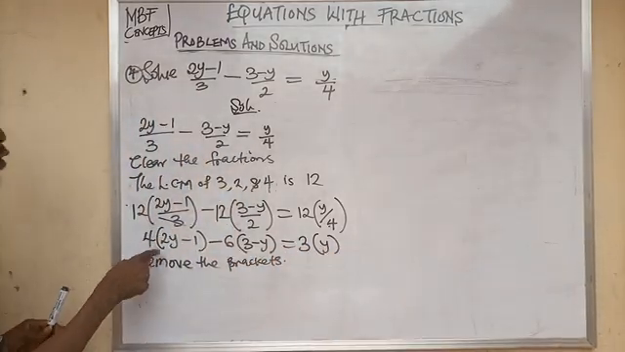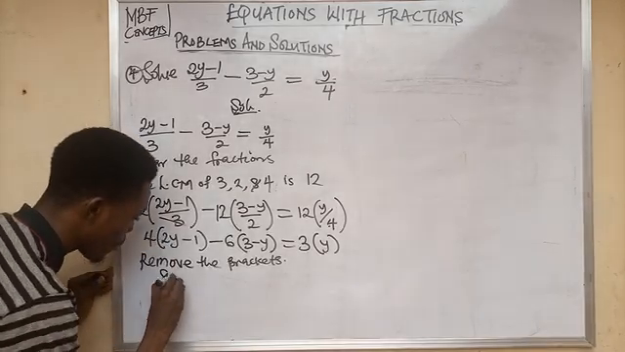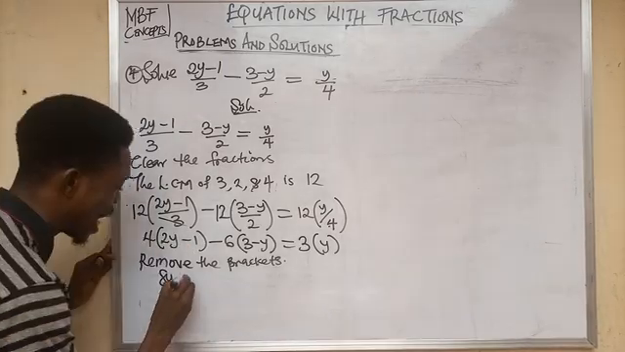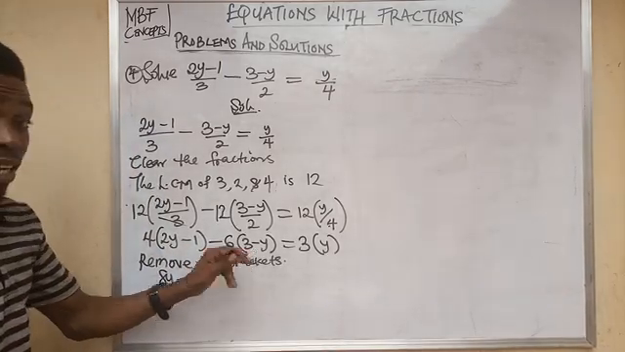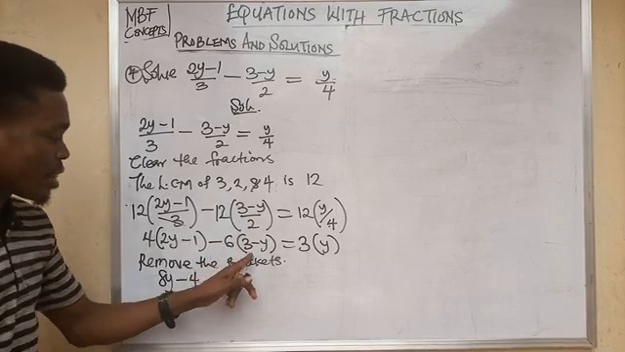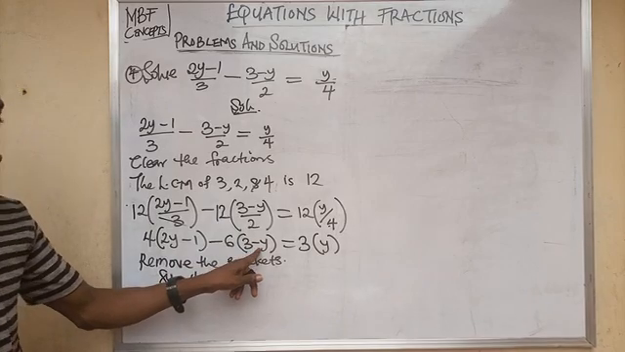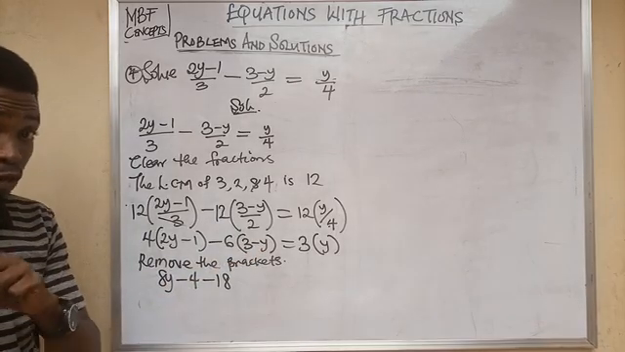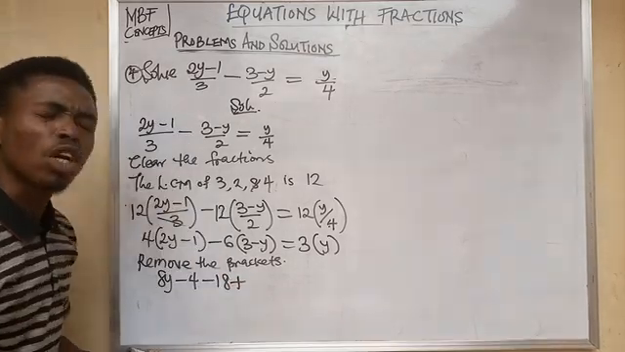We are going to have 4 times 2y, and this will give us 8y. 4 times minus y, guys, we are going to have minus 4y. Minus 6 times 3, guys, don't forget, minus 6 times 3, we are going to have minus 18. And minus 6 times minus y, we are going to have plus 6y. Don't forget that minus times minus is plus.